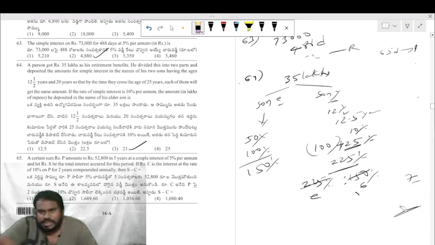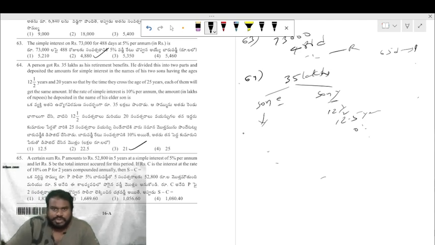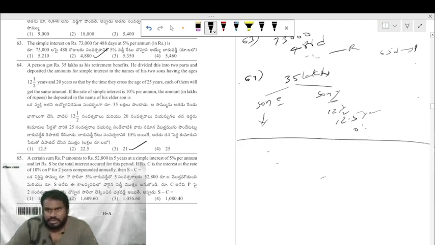See, I'll teach all these 100 questions in Telugu also once I finish. Now I'm teaching completely in English to cover English medium students, and once this is done, I'll teach all the questions in Telugu to cover Telugu medium students.